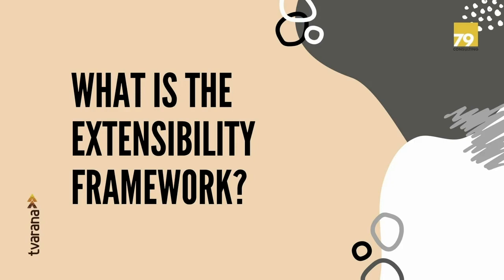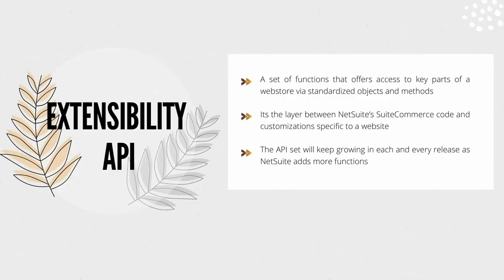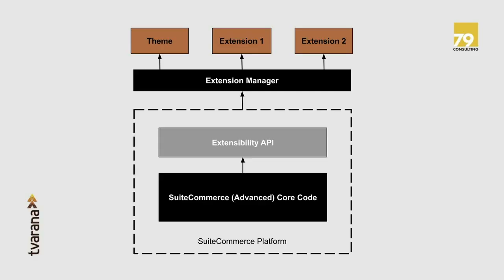But before we proceed any further, there are a few terms that you all must understand. The first is the extensibility API. The API is a set of functions that offer access to key parts of a web store via standardized objects and methods. These objects and methods remain stable across different websites and different versions of SuiteCommerce, so it becomes possible to write modular code that can be ported easily from one website to another, as well as across different versions of the platform.